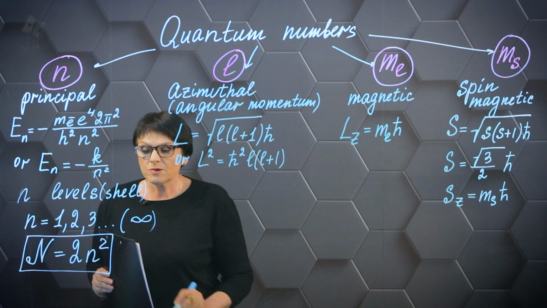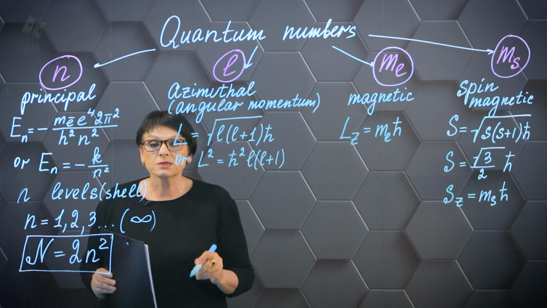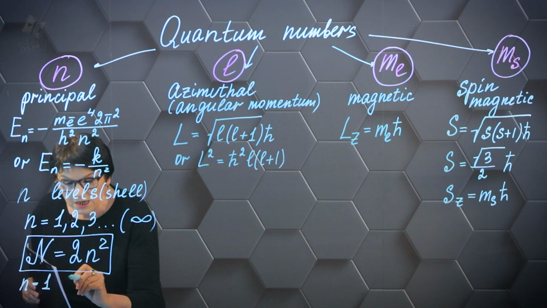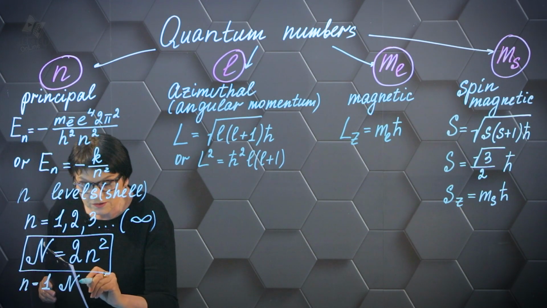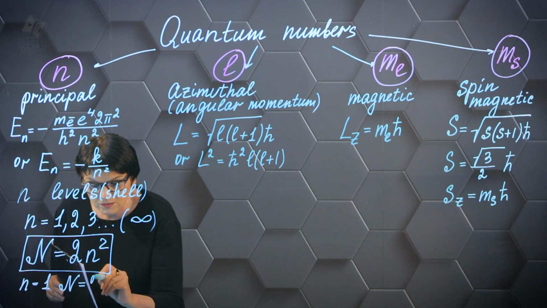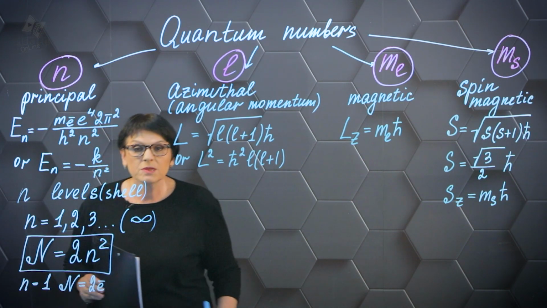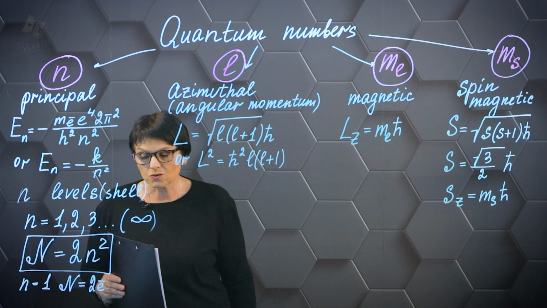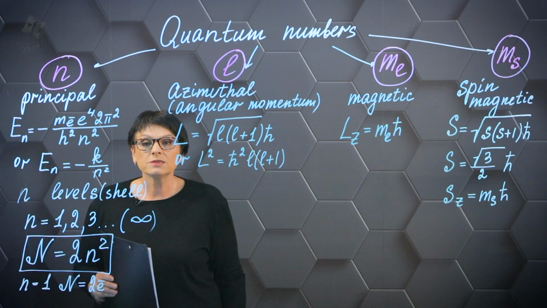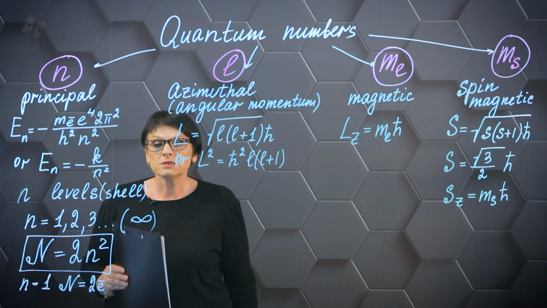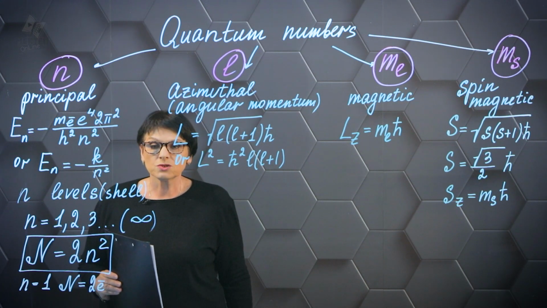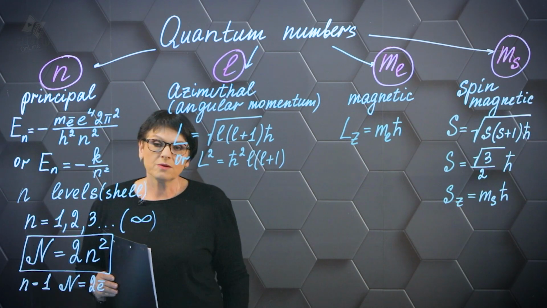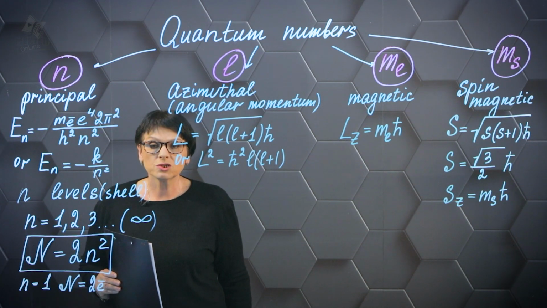Now, if we substitute n for each of the levels, for example, if n is equal to 1, then the maximum number of electrons for that energy level would be 2. This is why only 2 electrons can fit on the first level at most. Accordingly, we can calculate this for the second, for the third, and so on. The maximum number of electrons is calculated using this formula. For this formula, we need to know the principal quantum number.